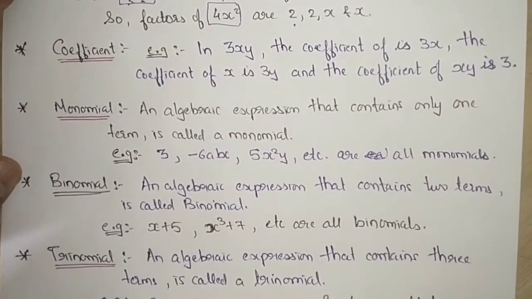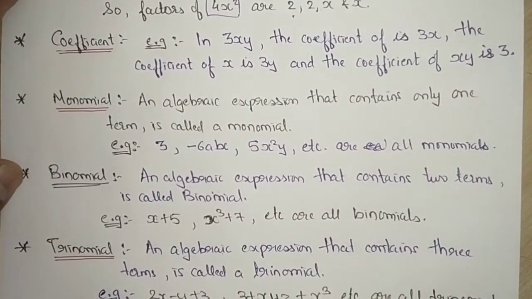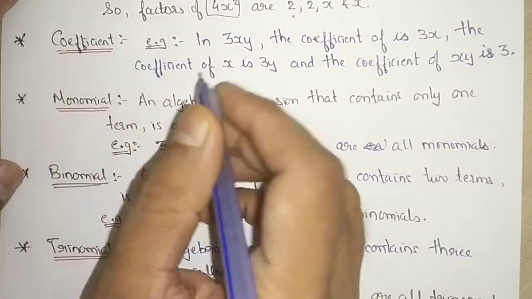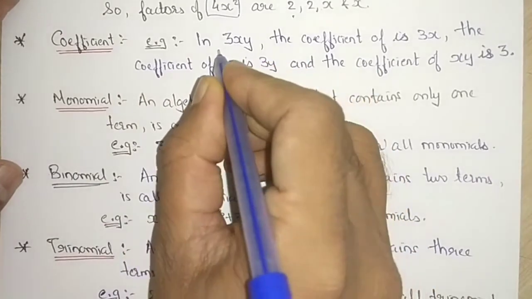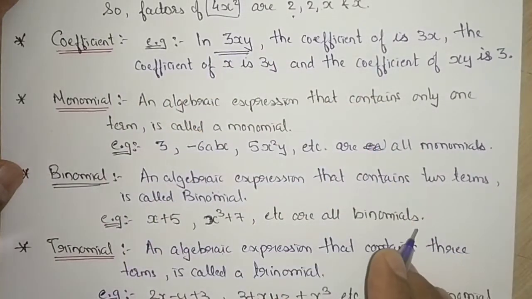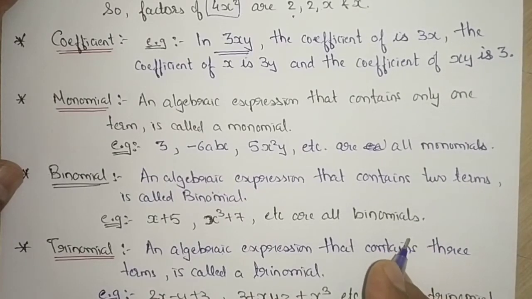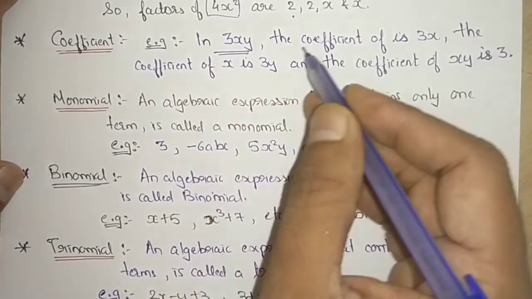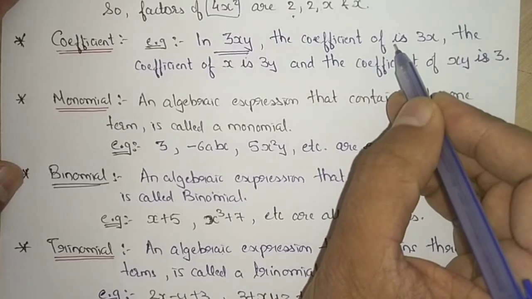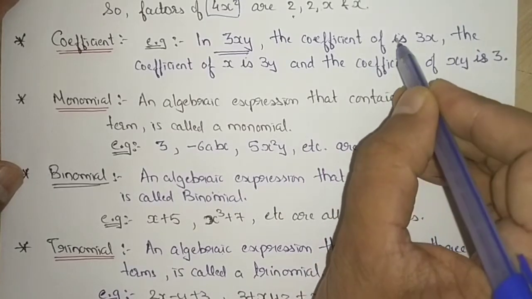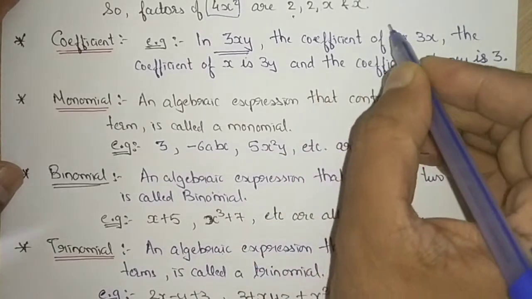Now coming to coefficient. Let me give it directly with an example. Let us take this algebraic expression. Here normally we take the numerical value as the coefficient, but we can also take the coefficient of 3x, coefficient of y.